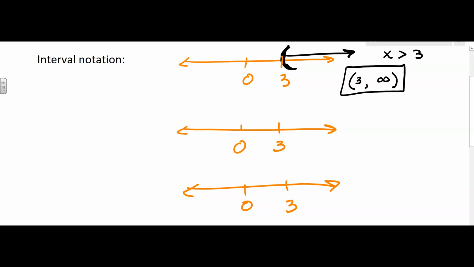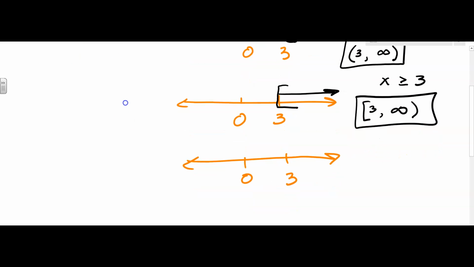Okay, in my next example, let's say we wanted to include the 3. Then we're going to use a square bracket and go off to the right. We would write this as an inequality, x is greater than or equal to 3. And in interval notation, it would be bracket, meaning we're including the 3, to infinity, parenthesis.